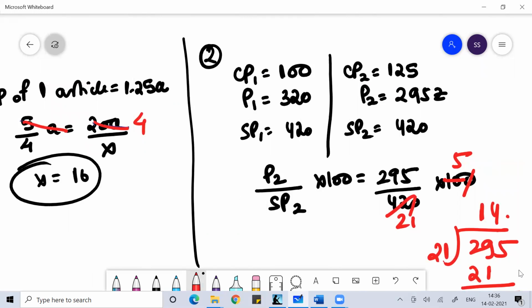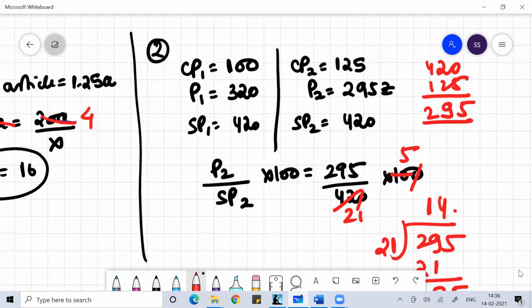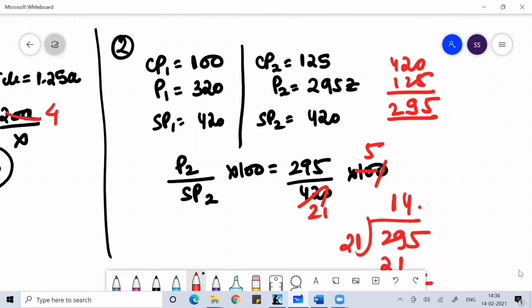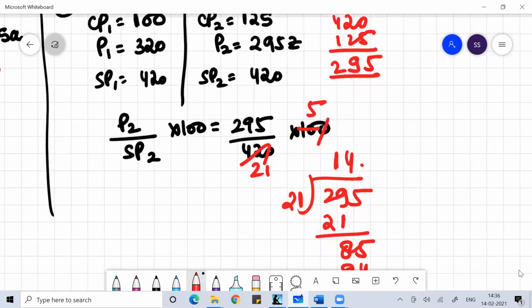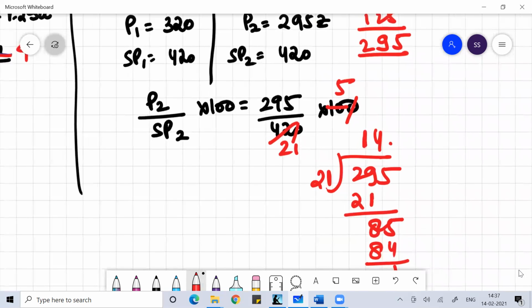So the profit is 420 minus 125, right? So 420 minus 125. This is 5, this is 9, and this is 295 only. 295 divided by 420. So 295. Okay, sorry, that 5 is also there.